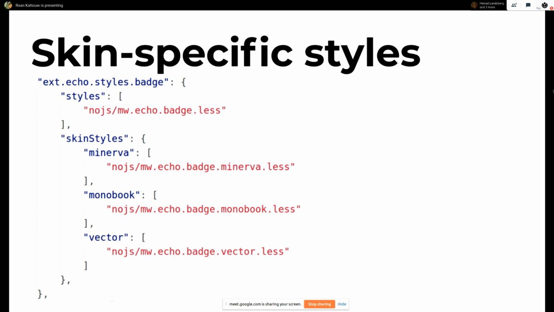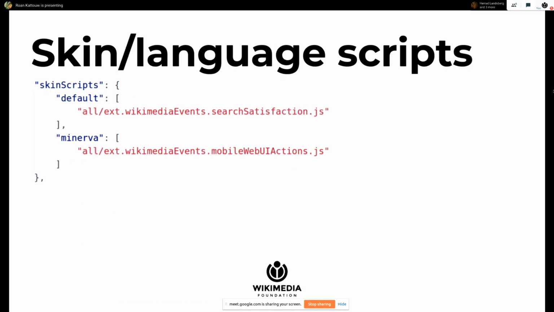So in this example, this is an example from Echo. We have a style file over here that is always used, but we also have style files specific to each skin, one for Minerva, one for Monobook, and one for Vector down there. And so this definition is pretty intuitive. It's pretty intuitive what this does. And you don't always need it, but when you do, you'll be glad it's there. More obscure is that you can also do this for scripts.